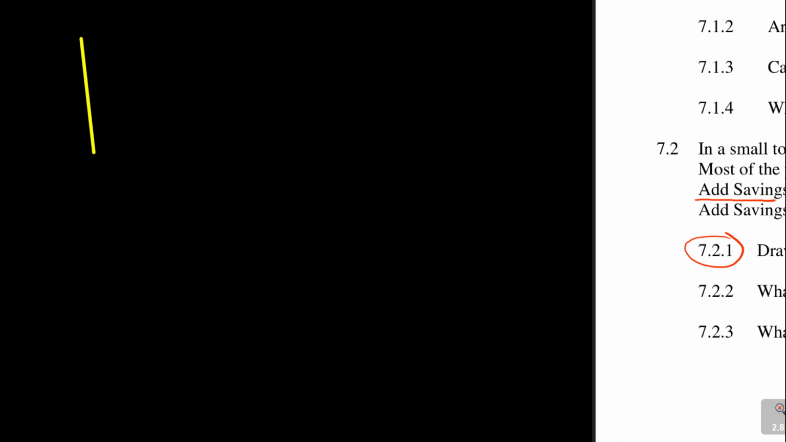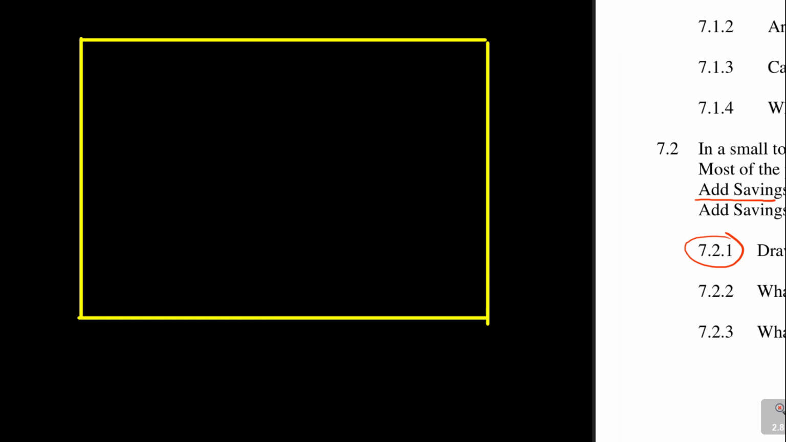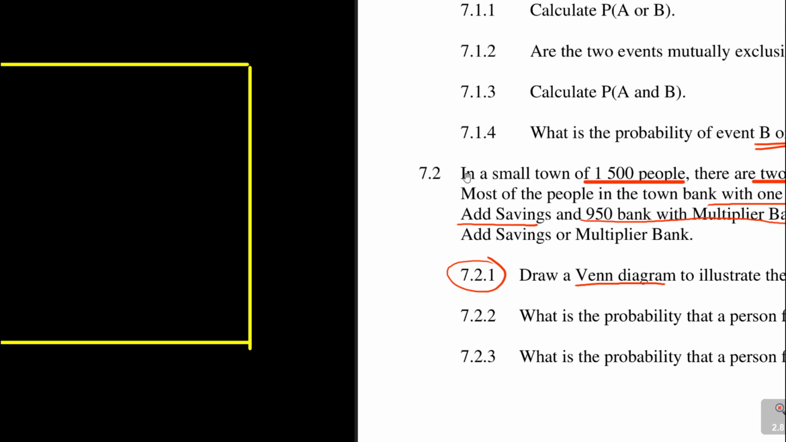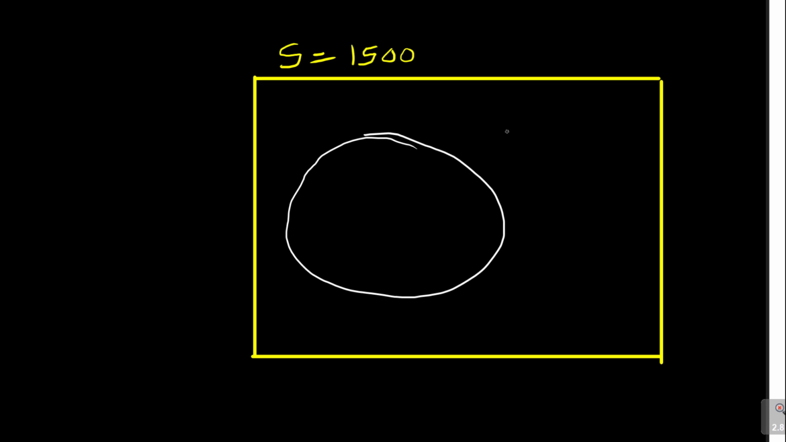Okay, so let's make it big enough. I like it big for such, so that we have enough room to put the information. Our sample space: they told us how many people are in this small town, 1,500. That's our sample space. Then I'm going to draw the circles. My circles are not as good as I want, but they do the job.